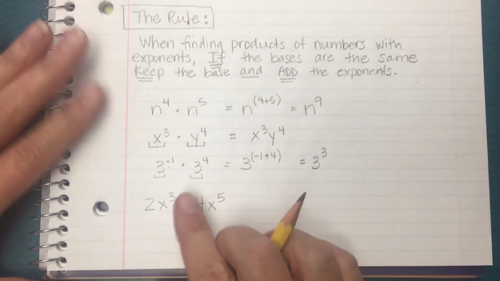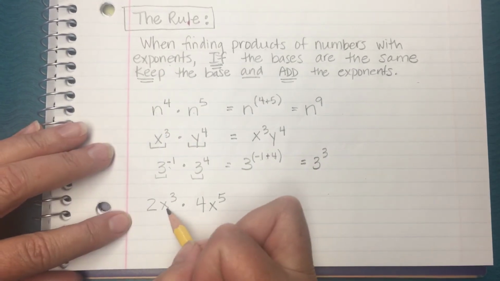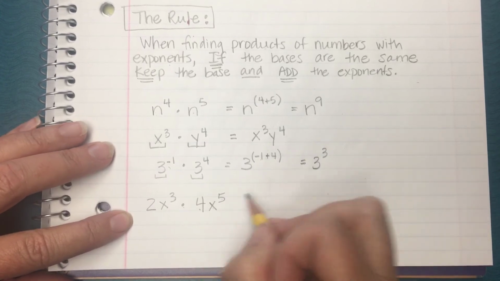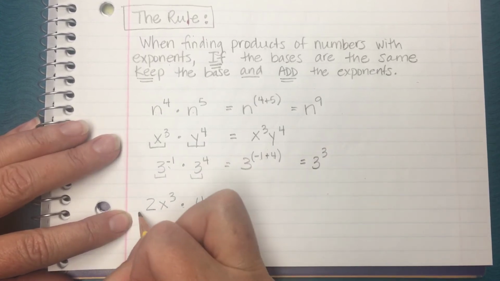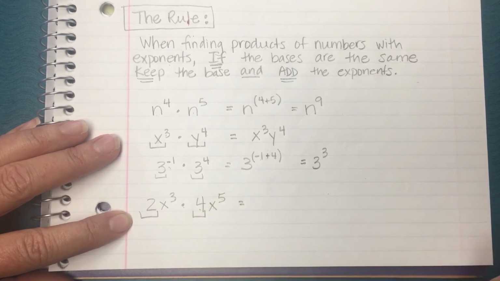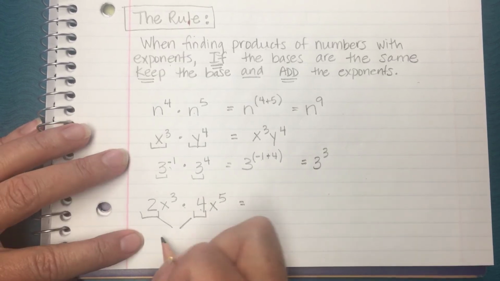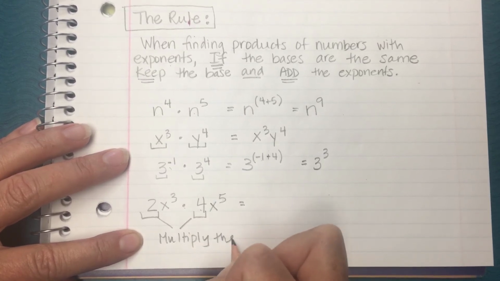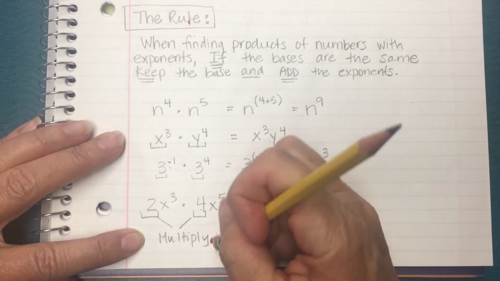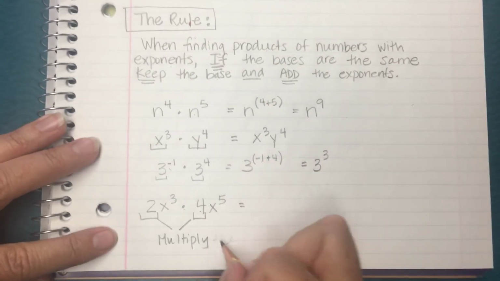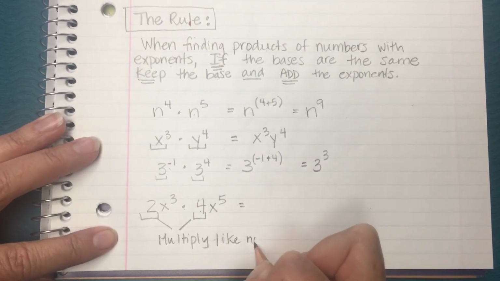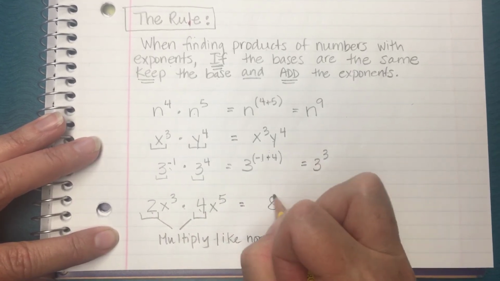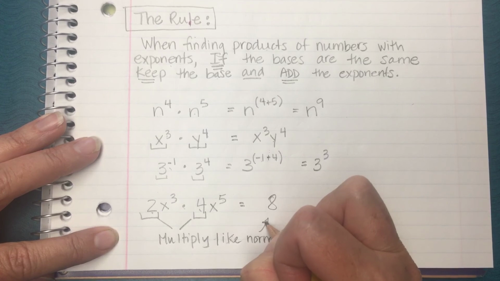In our next one, I have 2 times x to the 3rd times 4 times x to the 5th. In this case, our 2 and our 4 are coefficients. So I'm going to multiply like normal. 2 times 4 is 8.